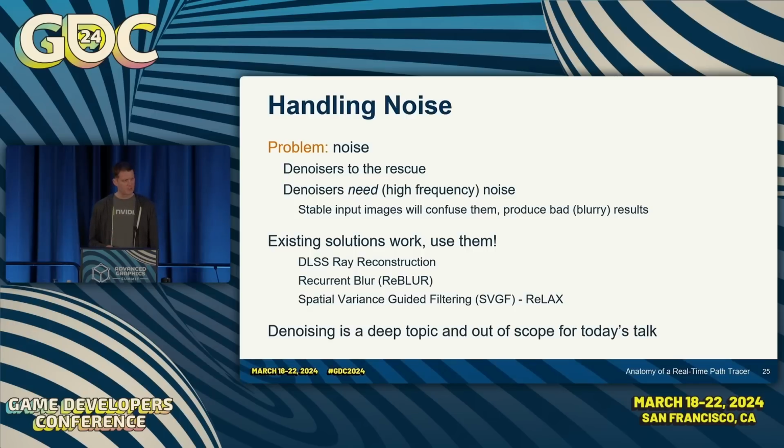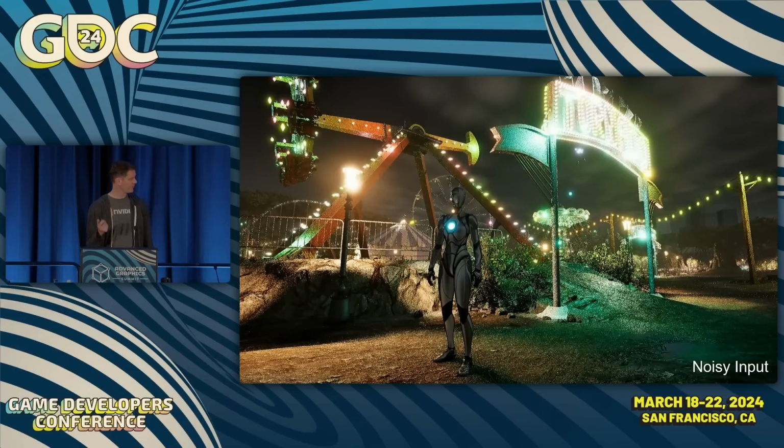Denoising is a really deep topic, so I'm not going to have time to discuss it in detail today, but let's go back to our amusement park scene and apply some denoising to it to see how it works. So here's a different shot from the amusement park scene using the same ReSTIR settings that I showed earlier. This time I've turned on TAA and denoising here is disabled, so we have our nice noisy image.